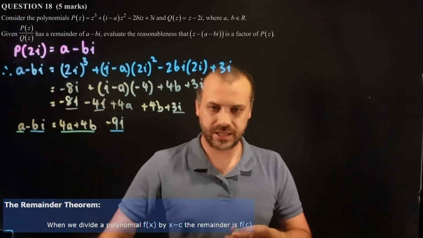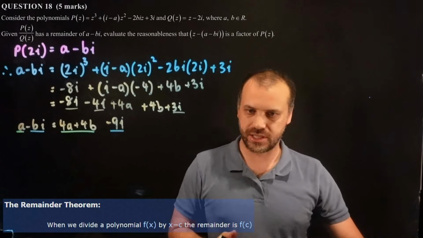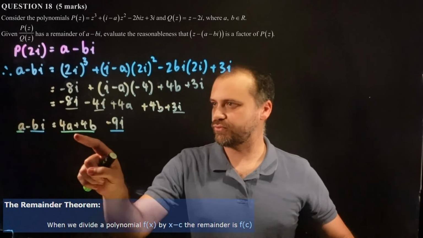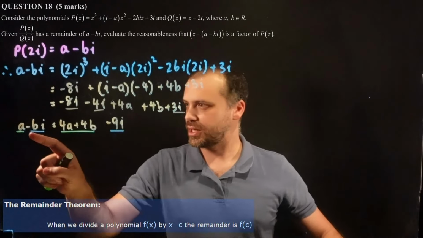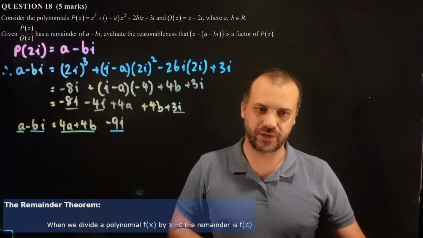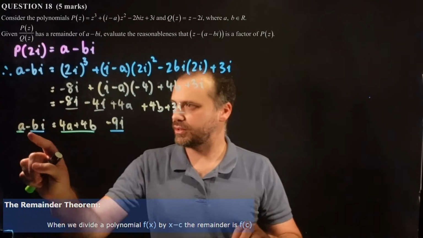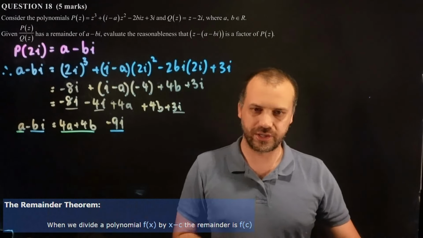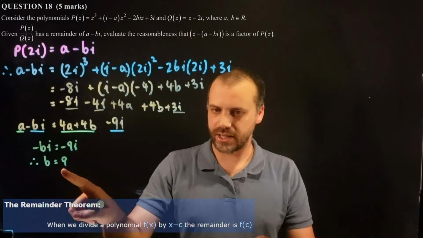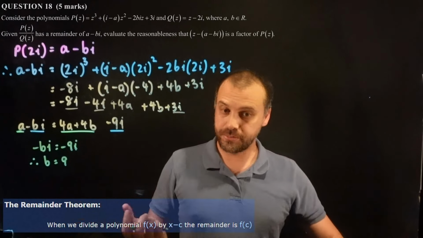So I'm going to get essentially two equations here. I'm going to get a equals 4a plus 4b, and I'm going to get negative bi equals negative 9i. Actually, that's really simple, right? If negative bi equals negative 9i, therefore b equals 9. Okay, so I know b equals 9.